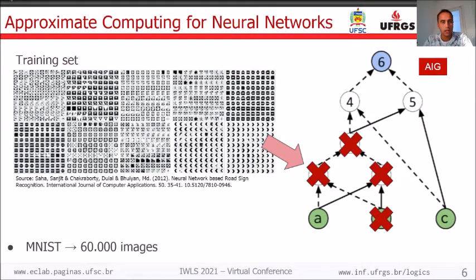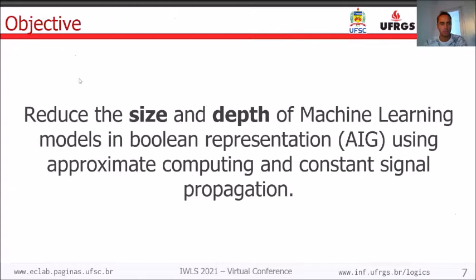Our main idea is to calculate the signal probability of nodes in the AIG based on the model's training set and transform nodes to constants if they surpass a certain threshold value. That being said, our objective is to reduce the size and depth of machine learning models in AIG representation using approximate computing and constant signal propagation. It is worth mentioning that reducing the size of an AIG will reduce its final area and cost, and reducing its logic depth will reduce its final delay time.